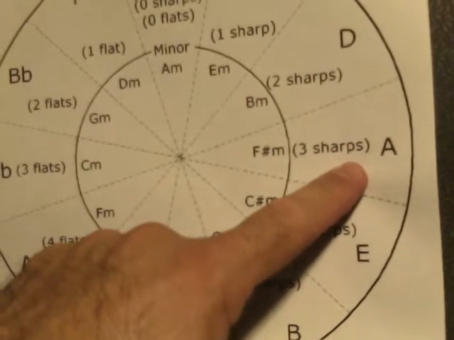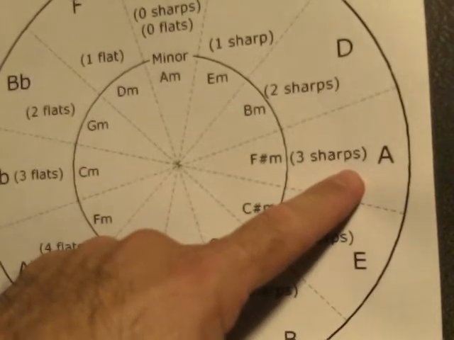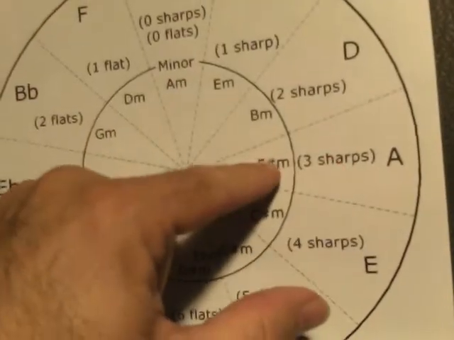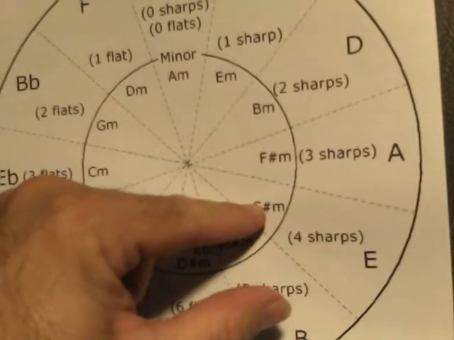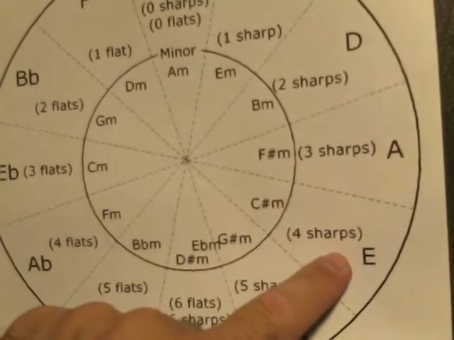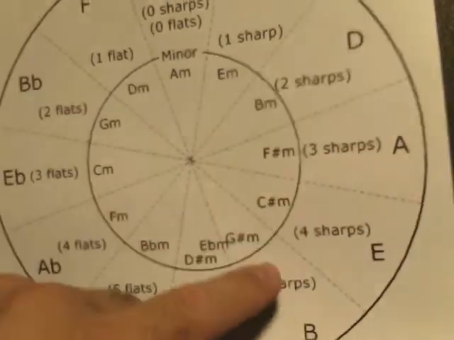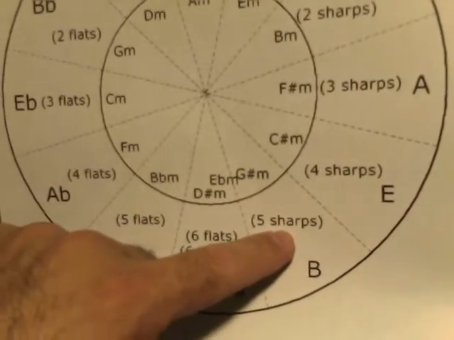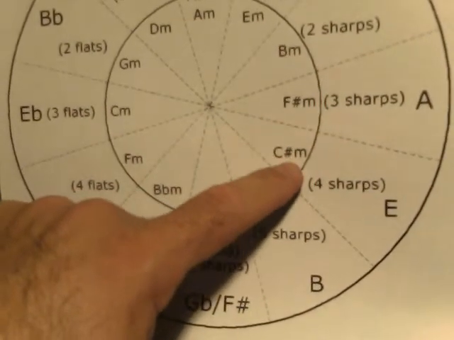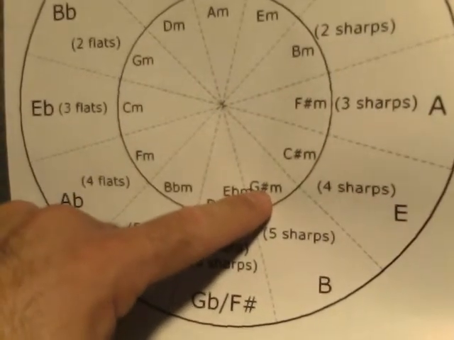Key of A, major is going to be A, D, and E. Minors F sharp minor, B minor, C sharp minor. Key of E, majors are going to be E, A, and B. Minors are going to be C sharp minor, F sharp minor, G sharp minor.